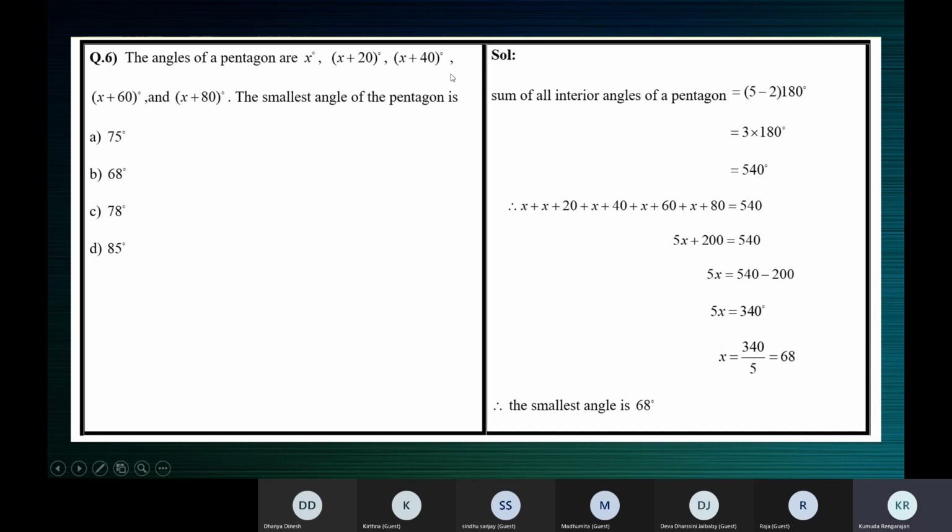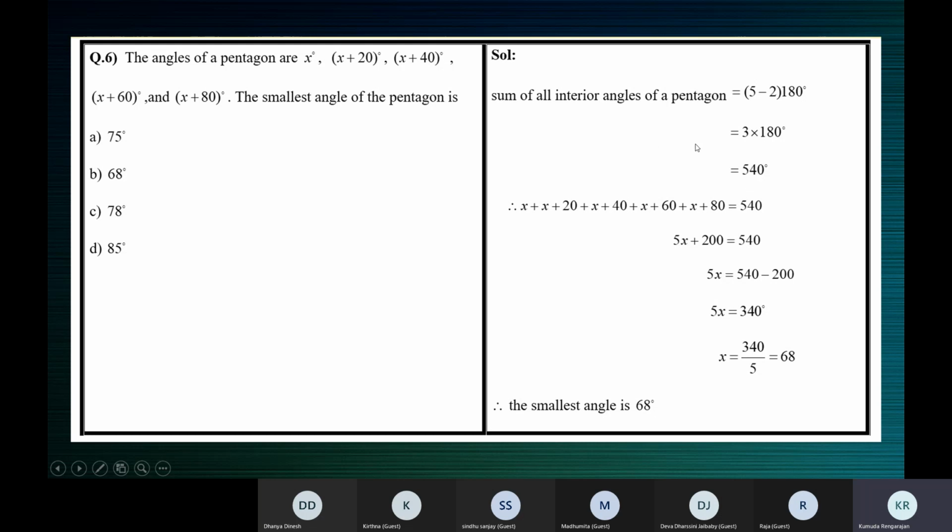So yes, Kirtana, you wanted this. Listen to this. It's a pentagon. The sum of all the interior angles, we calculate using this formula, n minus 2 into 180. The sum of all the interior angles is different for different polygons. A pentagon has 5 sides, so 5 minus 2 into 180, 3 into 180, which is 540. So the sum of all the 5 interior angles of a pentagon is 540 degrees.